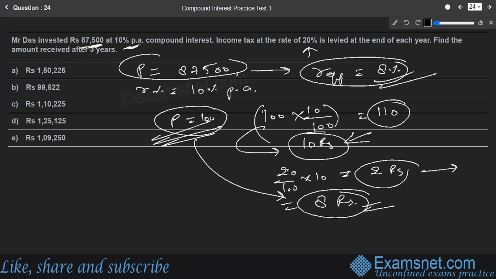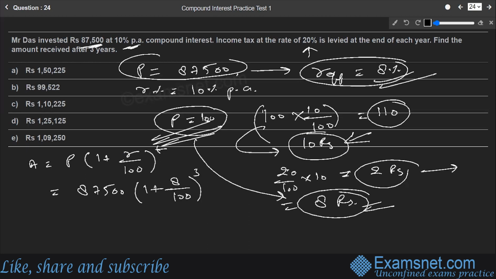Now we can use the simple amount formula, that is principal into 1 plus r over 100 to the power time. So the principal value is as given, 87,500, into 1 plus the effective rate, 8%, to the power 3, since he has asked for 3 years. If you solve this further, this comes out to be 87,500 multiplied by 1 plus 8 over 100, that is 2 by 25 added to 1, which is equal to 27 by 25, to the power 3.